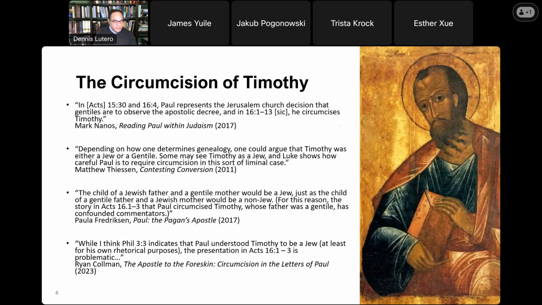Fredricksen debunks any Jewish acceptance of matrilineal descent, stating that a child of a Gentile father and a Jewish mother would be a non-Jew. Then he goes on to admit that Acts 16:1-3 has confounded commentators. Ryan Coleman writes, it seems that Paul would have deemed Timothy to be a Jew, or at least Jewish. All four authors accept the tension of the passage, noting the inconsistencies, and move on.